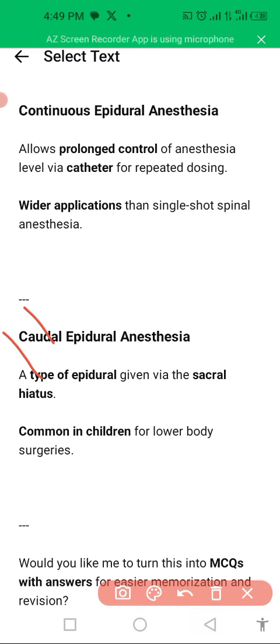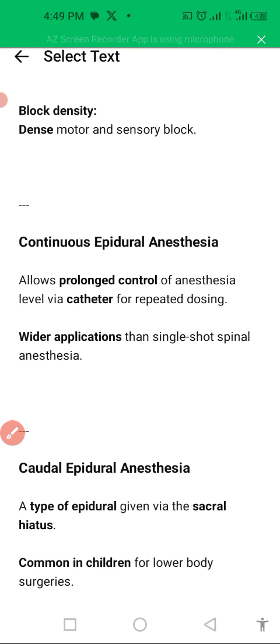Another one is caudal epidural anesthesia. It is a type of epidural given in the sacral hiatus and is common in children or for lower body surgeries. This anesthesia is used there. So these are some of the points that are very important that you have to keep in mind and memorize.